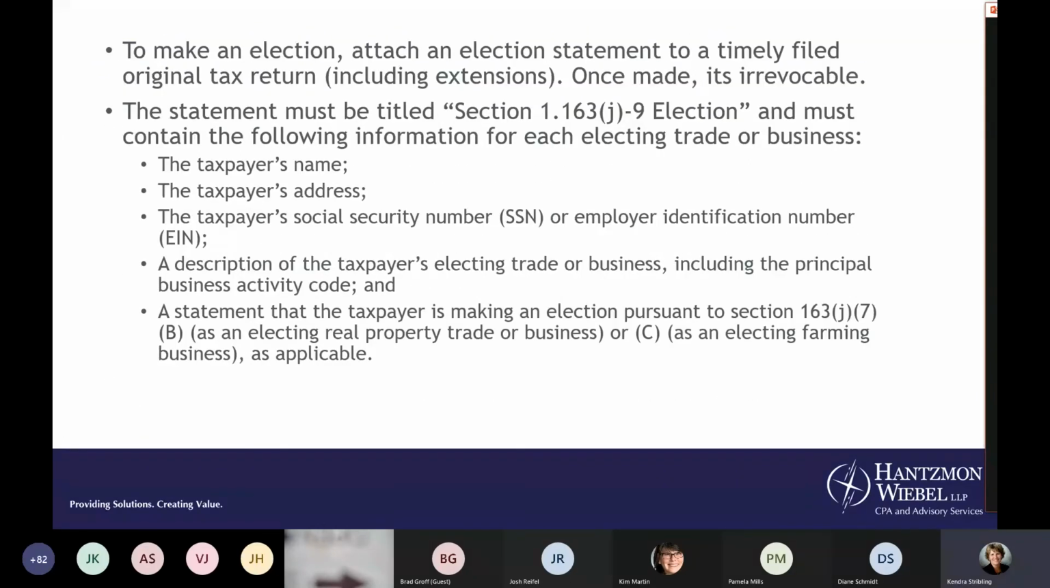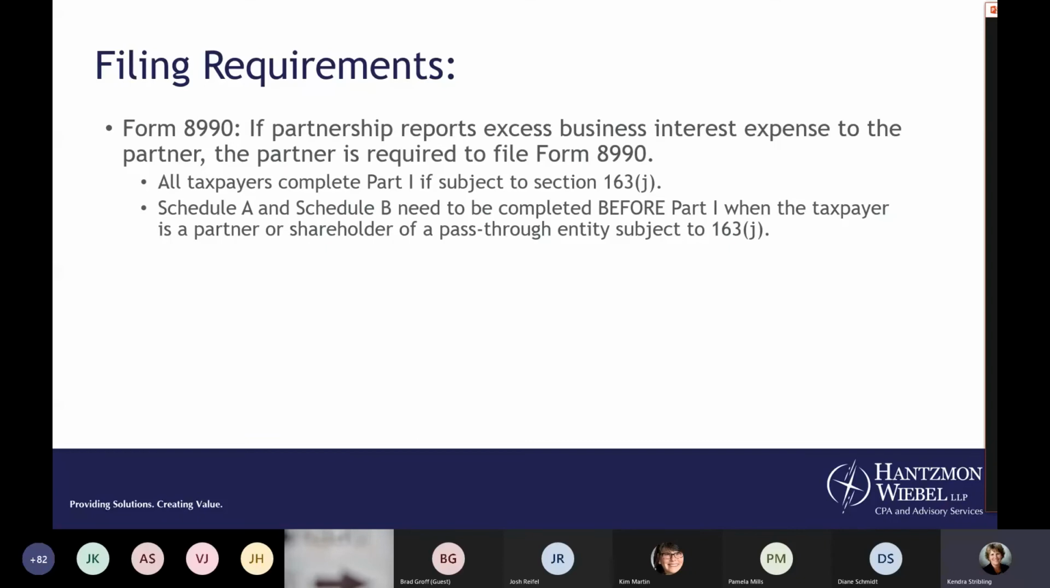To make the election, you would attach an election statement to a timely filed original tax return, including extensions, and the statement must contain information for each electing trade or business to be included. If a partnership reports excess business interest expense to the partner, the partner is required to file Form 8990. A taxpayer may also have a Schedule C, E, or F that would require reporting on the 8990 if the average gross receipts from all activities were above the threshold.